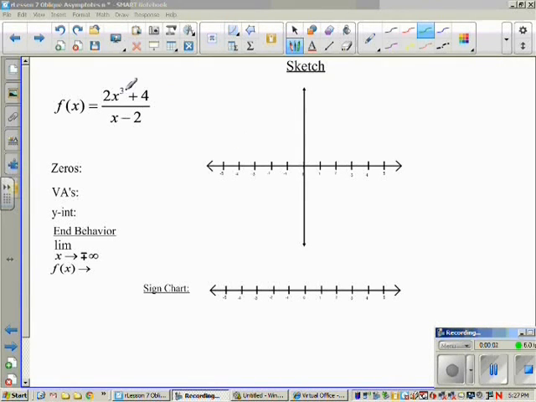Now we're ready to do one of these challenging ones. We have degree 3 over degree 1, so this won't be an oblique asymptote, it'll be parabolic. But we're going to start the same way.